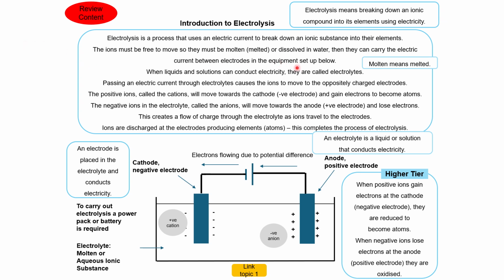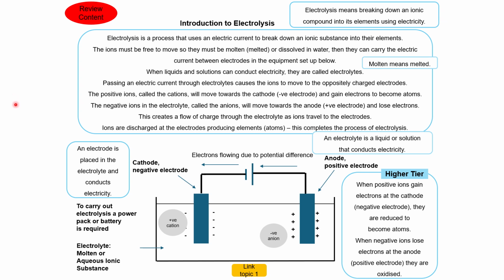So molten means melted. When liquids and solutions can conduct electricity, they are called electrolytes. Passing an electric current through electrolytes causes the ions to move to the oppositely charged electrodes. The positive ions, called the cations, will move towards the cathode because that's the negative electrode. And then there they gain electrons to become atoms.